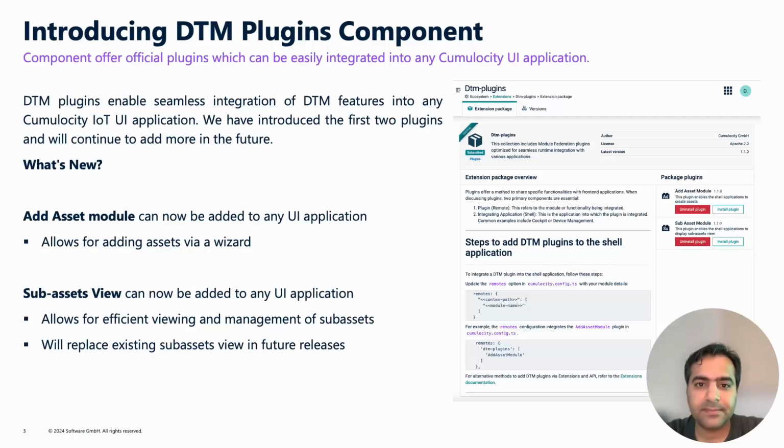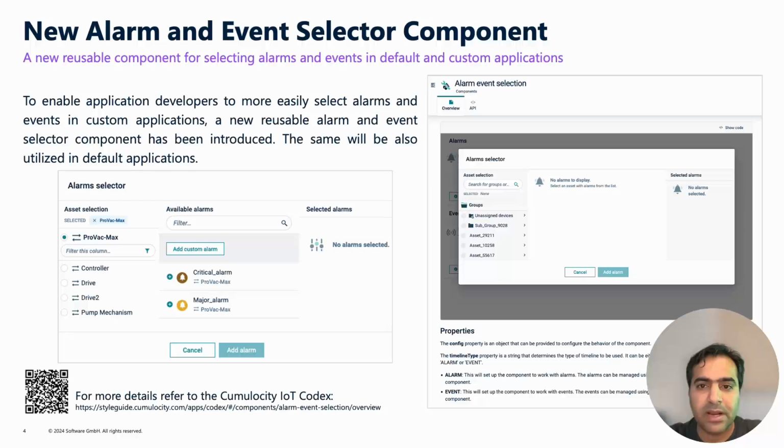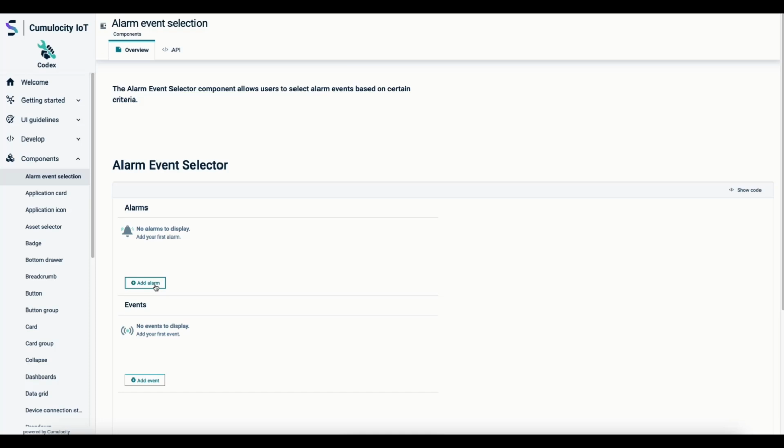We have now added a reusable alarm and event selector component to make selecting alarms and events easier. This new component can be utilized by developers to simplify development for custom applications and will also help us to maintain consistency across default applications. For more details on this, please scan the QR code or explore the component live on the Cumulocity IoT Codex.